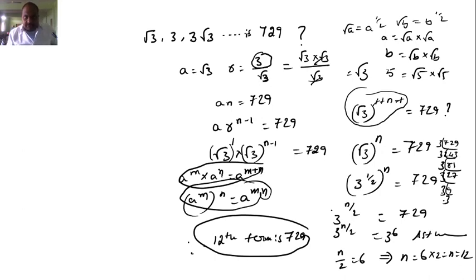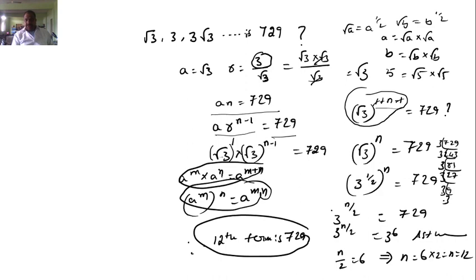a, r. First we find a and r. An is equal to 729. An means a r power n minus 1 is equal to 729. Root 3 power 1 into root 3 power n minus 1 is equal to 729. As per indices, a power m into a power n is equal to a to the power of m plus n. Similarly, root 3 power 1 plus n minus 1 here, minus 1 and plus 1 cancel. Root 3 power n is equal to 729.